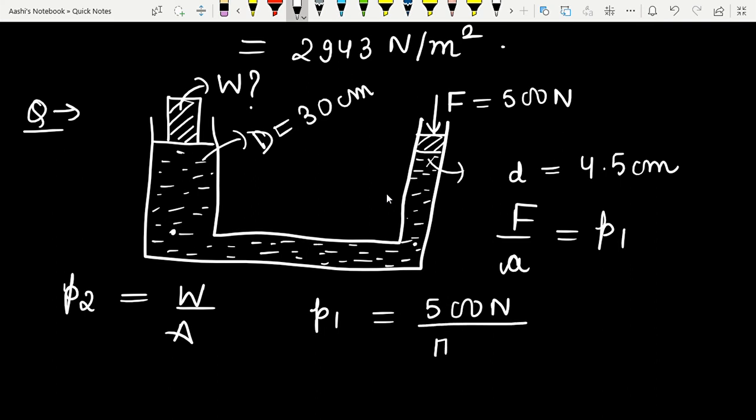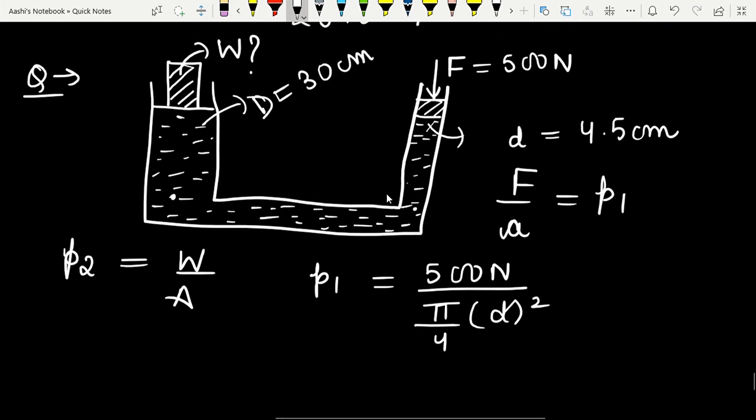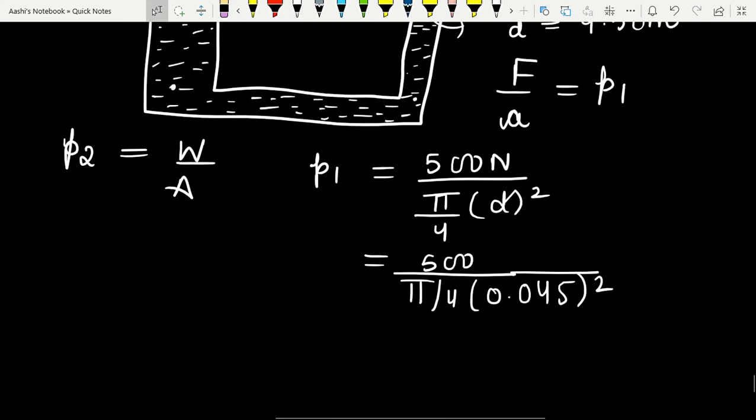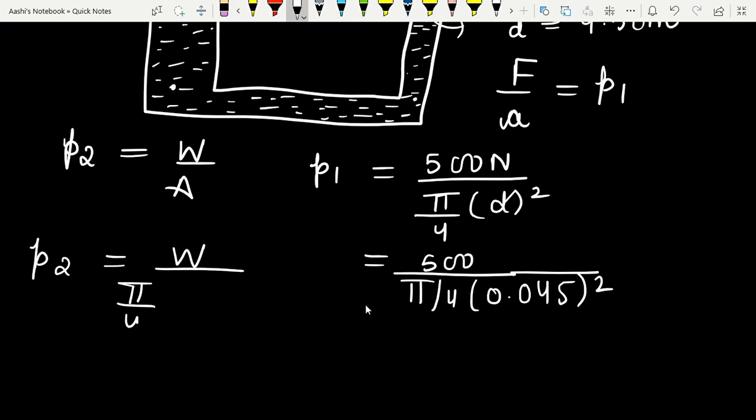divided by area, which is pi by 4 d square. So you just calculate this value. Put the value of d as 4.5 centimeter, and convert it into meters. So it will be 500 divided by pi by 4 into 0.045 square. And this pressure intensity is equal to P2. P2 is nothing but W divided by pi by 4 into 30 centimeters, so 0.3 square.